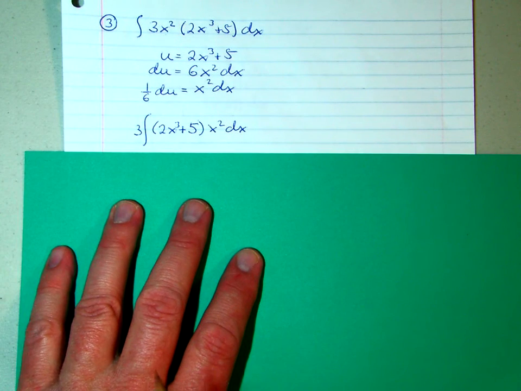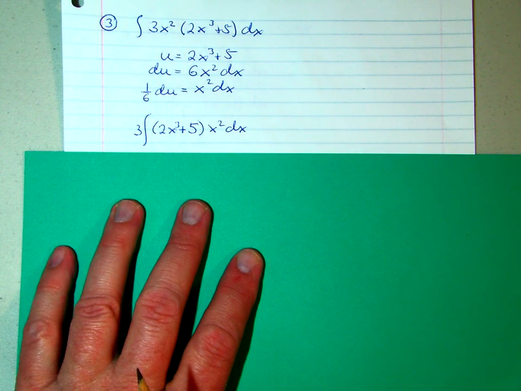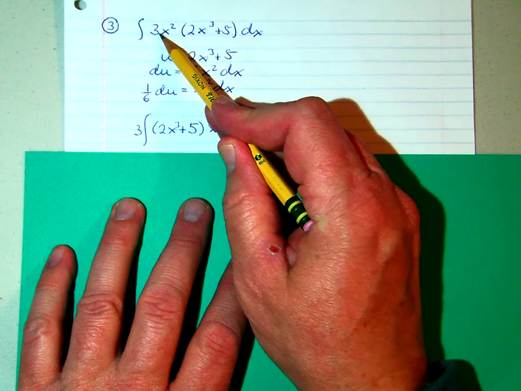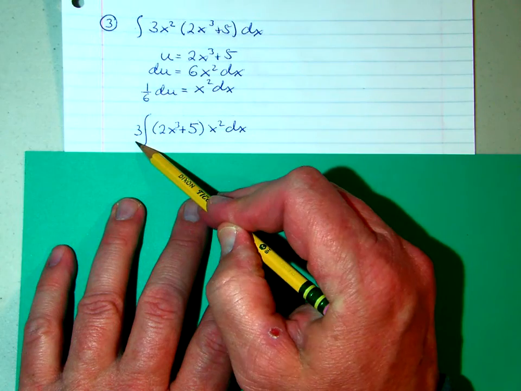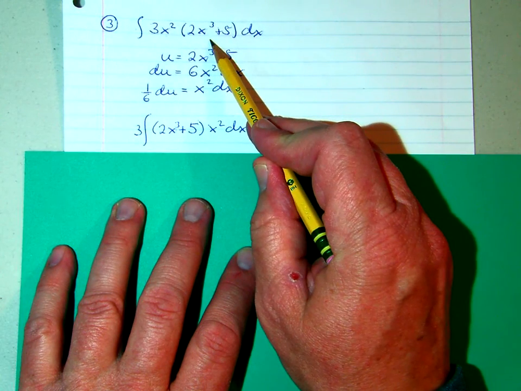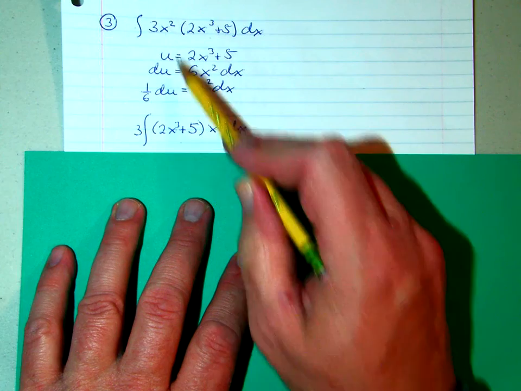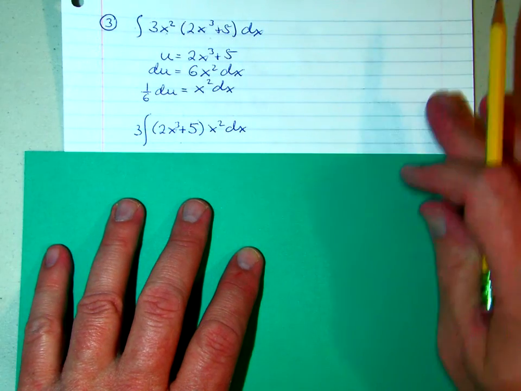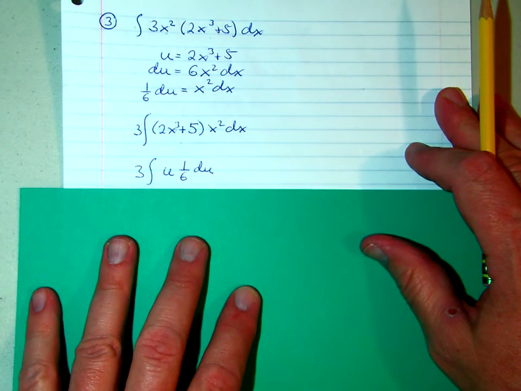So my personal preference, it's not the only way to do it, but when these constants don't line up, I like to get them all to the outside. So what I'm going to do is take that 3 and put it out in front like this. The 2x to the third plus 5 stays here. I'm going to put the x squared there, dx, just to make the substitution step a little bit easier to visualize.